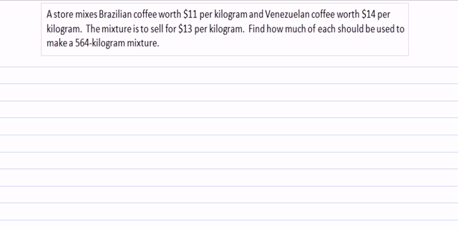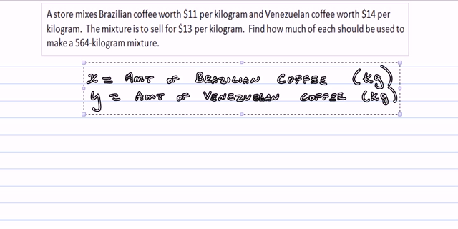Now, it sounds like a pretty tough problem, but with most word problems, if you can first figure out and identify what it is we're being asked to find and label it, that usually gets us off to a good start. And it says how much of each should be used. So we want to know how much Brazilian coffee and how much Venezuelan coffee. And so let's label those.